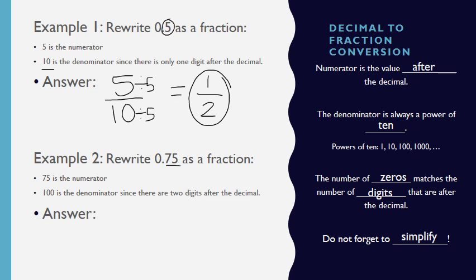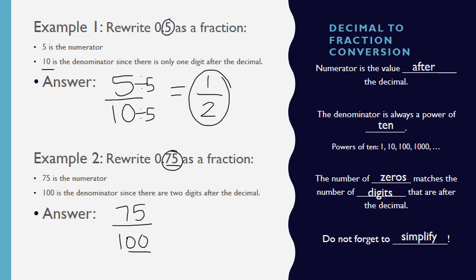So for my answer, I'm going to put 75 as the numerator because that's what's after the decimal. And for my denominator, I'm going to use 100. Again, we pick 100 because there are 2 digits after the decimal, 7 and 5. So we want 2 zeros in our denominator.